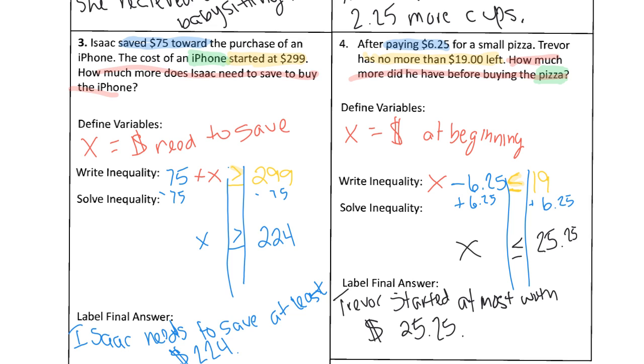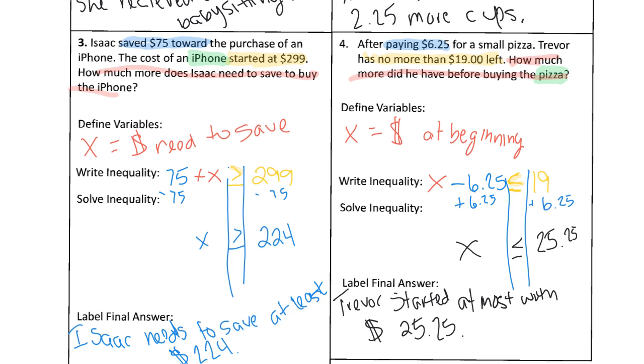Okay, so here's my work for number 3. Define the variables: money needed to save for Isaac. Okay. We started with that $75 plus what we needed to save. iPhones start at $299. That means we need to save more than $299, but it could be equal to $299. So that's why it's a greater than or equal to symbol.